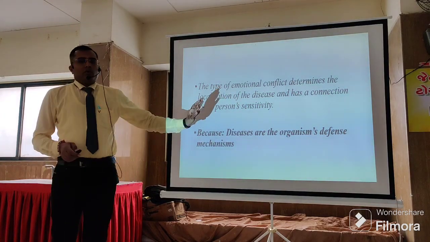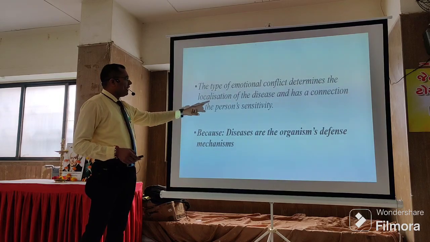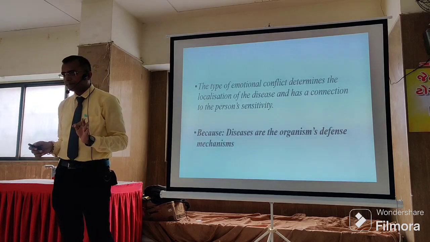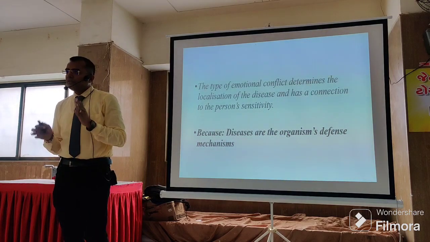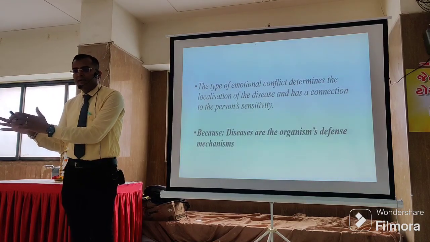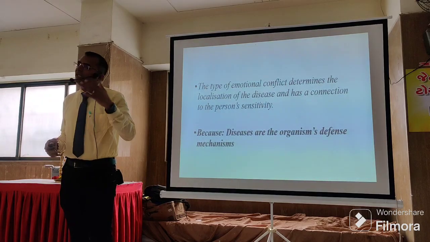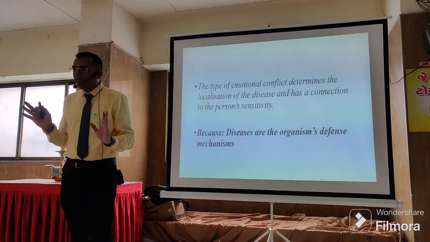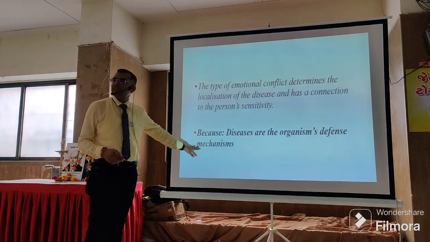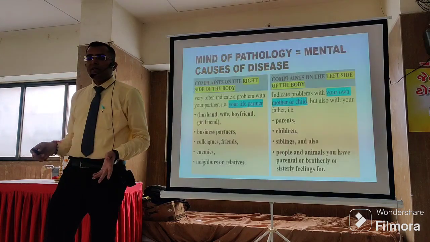So the type of emotional conflict determines the localization of the disease and has a connection to the person's sensitivity. This is a very important aspect. Emotional trauma, localization of the part, and the person's sensitivity. If a person is not sensitive enough, he cannot develop it. Are you getting me? Easy? Because the disease is the organism's defense mechanism. So any disease developed is the defense mechanism of the human being.